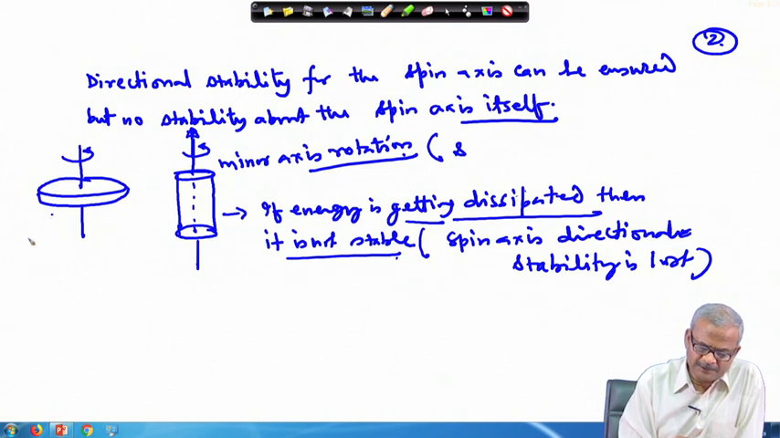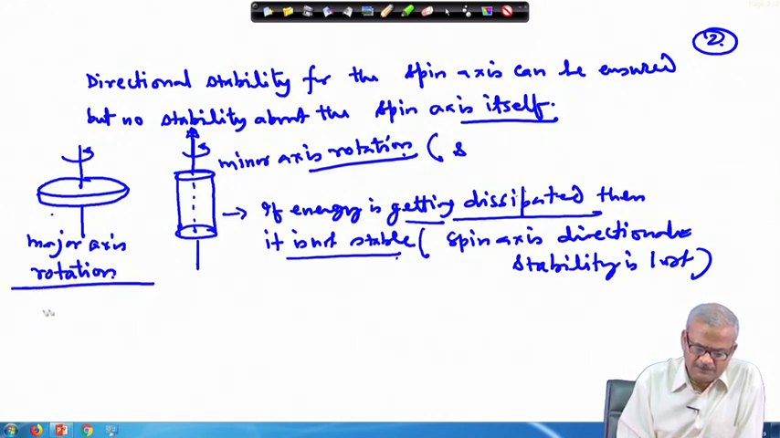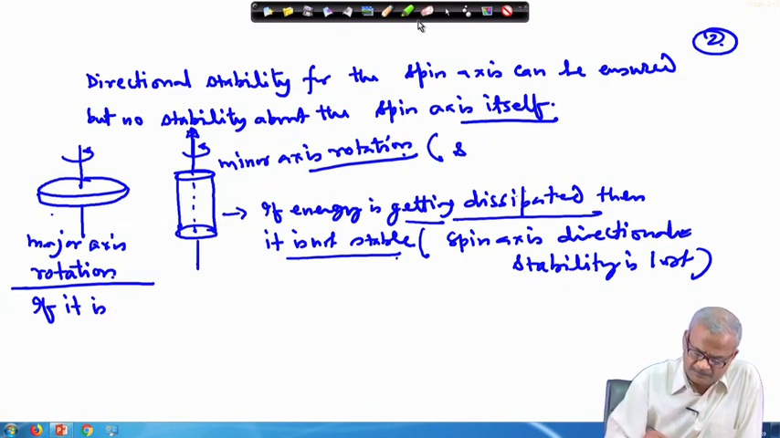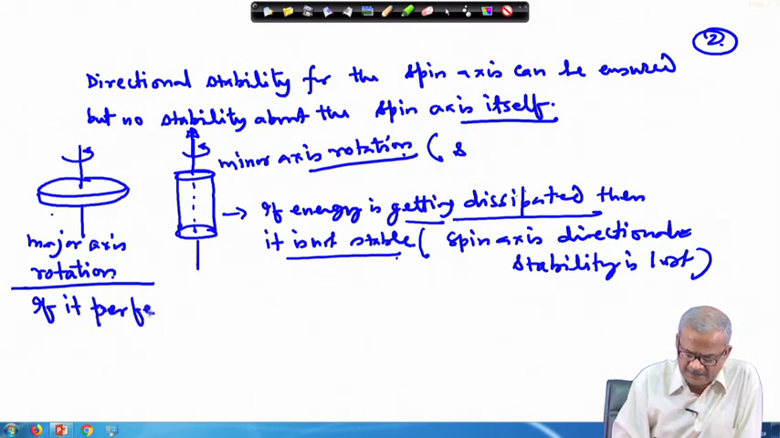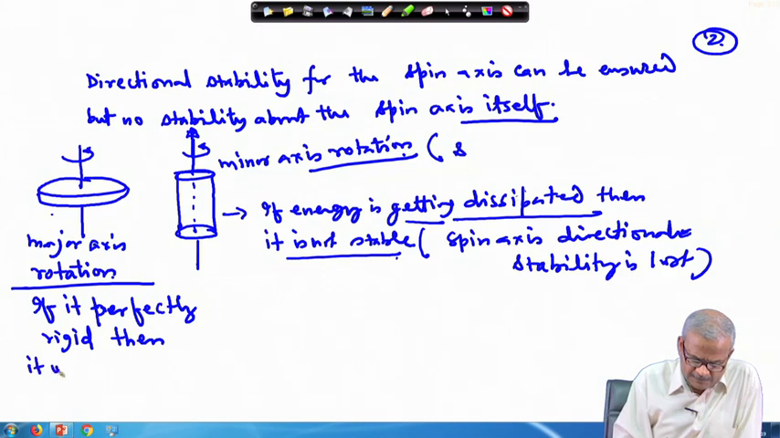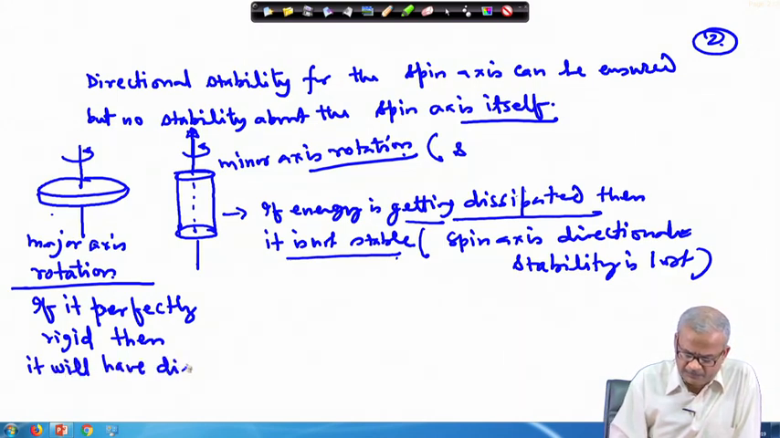However, in this case, this is rotating about its major axis, and therefore, in normal cases that we have, if it is perfectly rigid, which is an idealization, then it will have directional stability about the spin axis.